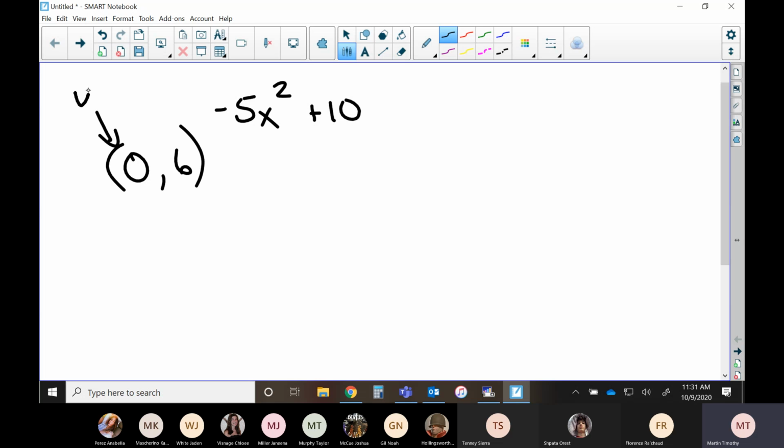I'm saying this is a vertex. It wouldn't be, if we actually did the vertex out. I'm just making it up. So let's say this is the vertex of this parabola. Do I have a max or a min? And how do you know?